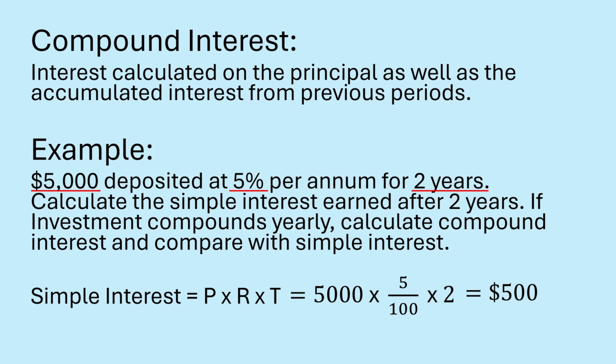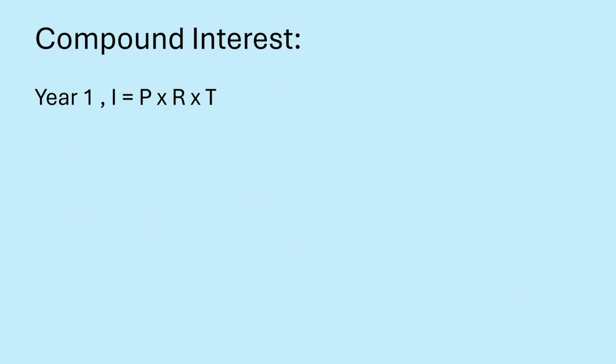Now we will find out compound interest. Here compound interest is yearly. So for first year, interest is equal to P multiplied by R multiplied by T. T is 1 year. So here $5,000 is principal amount. 5% is rate. 5% means 5 divided by 100 multiplied by 1 year. So for first year, interest is equal to $250.